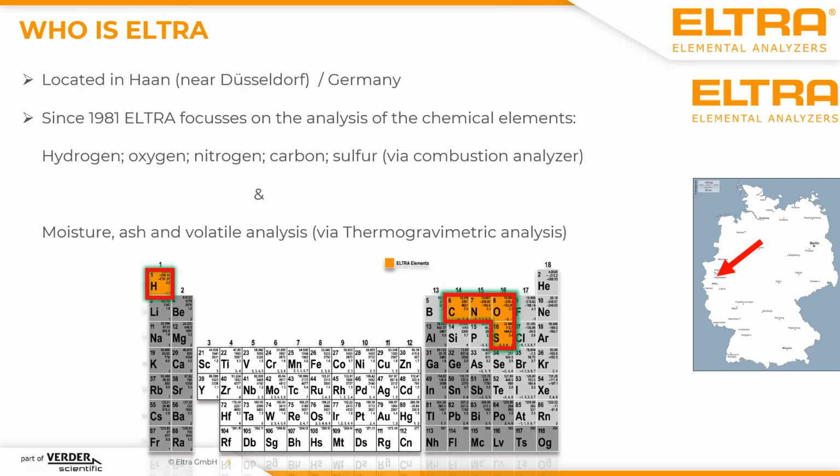Sometimes they have an induction furnace, and sometimes they have a resistance furnace, and they are usually compliant with all international standards which deal with combustion and inert gas fusion analysis. Besides these elemental analyzers, we also have a thermogravimetric analyzer, which is able to determine the moisture, ash, and volatiles in typical samples like coal and coke.